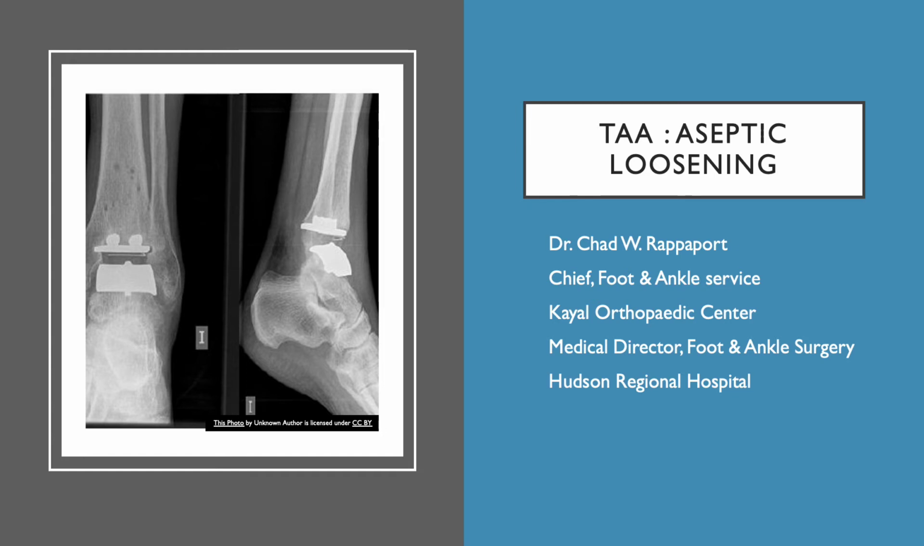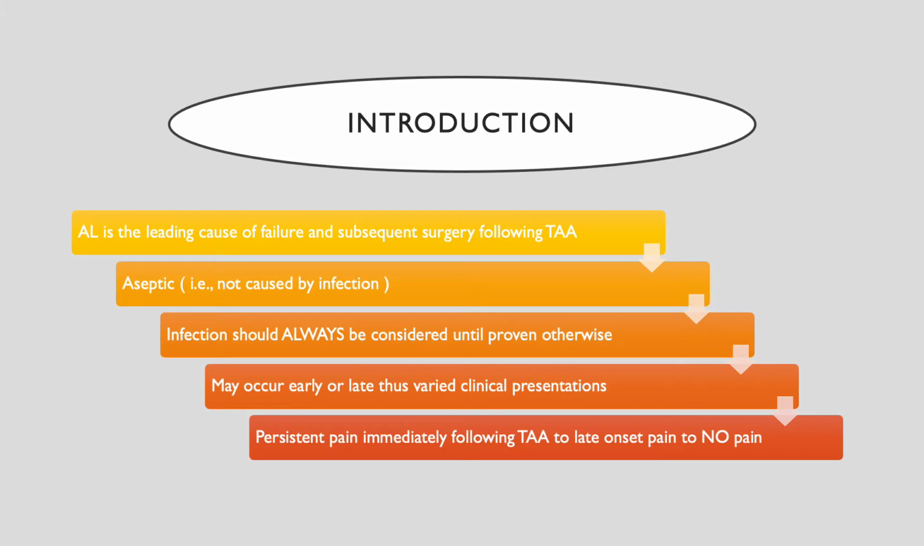Tonight's topic is going to be something that affects almost all prostheses that are currently on the marketplace, particularly the low-profile prostheses, and that is aseptic loosening. Aseptic loosening is the leading cause of failure and subsequent surgery following a total ankle arthroplasty. As the term implies, aseptic means not caused by infection. However, infection should always be considered until proven otherwise in the environment of a painful TAR.